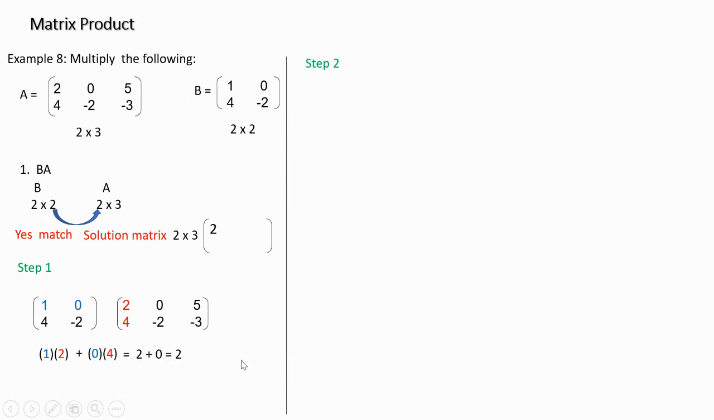Then we go to step 2. In step 2, we're still going to keep the same row because we're not done yet. The first row must be multiplied times every column on matrix A. So now I'm going to switch the column that I'm going to multiply to the second column, which is in red. So again, I'll repeat the process. 1 times 0 plus 0 times -2.